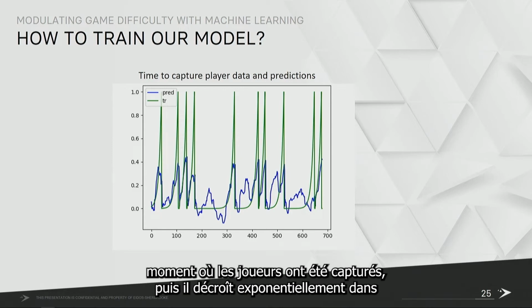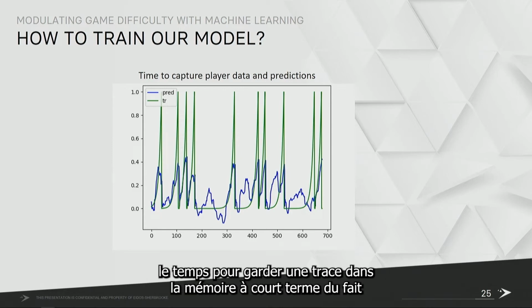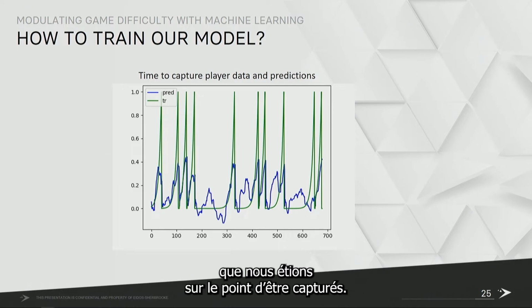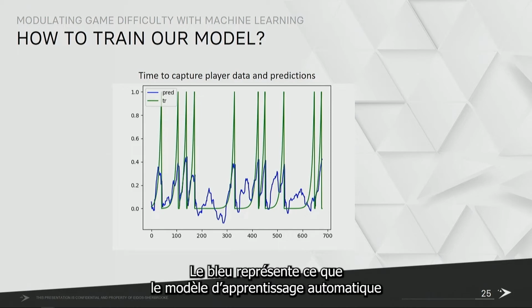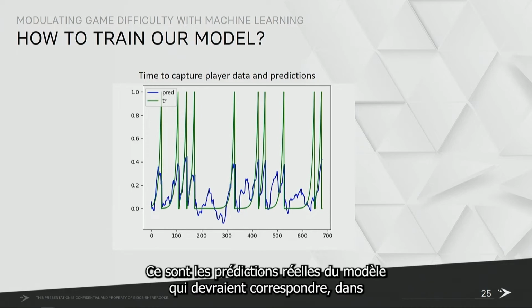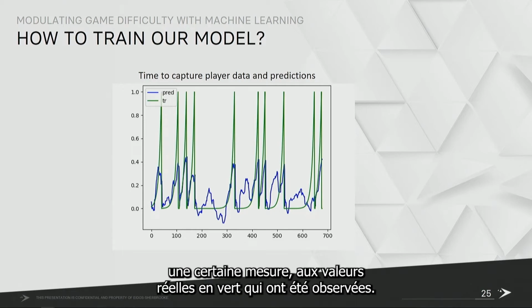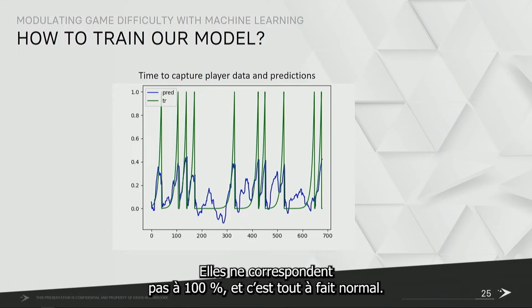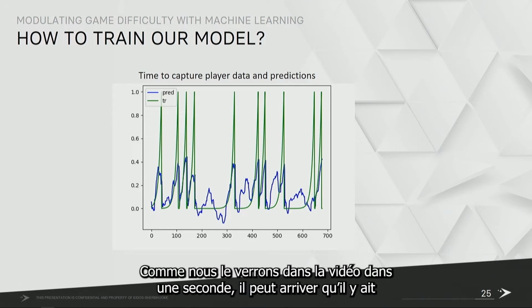and then it decays exponentially backwards in time to keep some trace in the short-term memory of we were about to be captured. And in blue is what the machine learning model tries to learn. Well, it's the actual predictions of the model, which should match to some extent the actual values in green that were observed. They don't match 100%, and this is very normal.